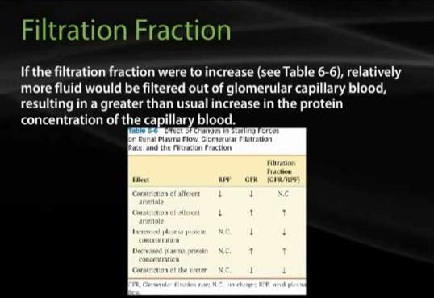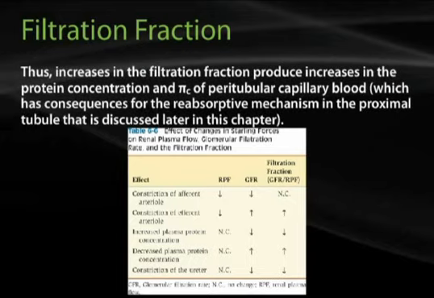Once again, refer to Table 6-6. If the filtration fraction were to increase, relatively more fluid would be filtered out of the glomerular capillary blood. This would result in a greater than usual increase in the protein concentration of the capillary blood. Thus, increases in the filtration fraction produce increases in the protein concentration and the oncotic pressure of the peritubular capillary blood. This has consequences for the reabsorptive mechanism in the proximal tubule as discussed later in this chapter.